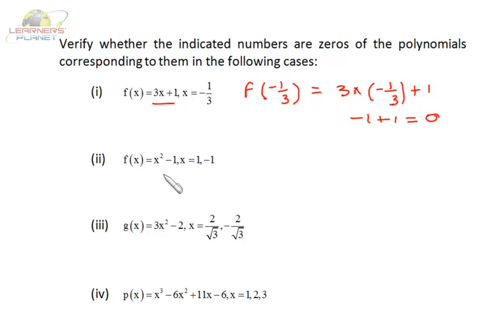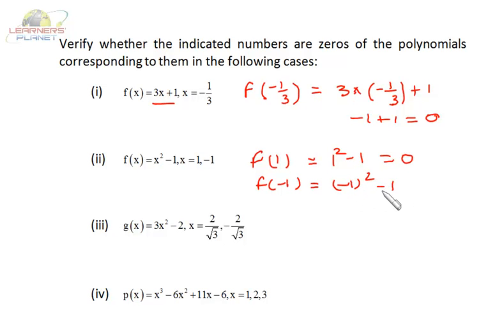Okay. Now similarly in this question, we have to check at x is equal to 1 and minus 1 both. So first of all, I take x is equal to 1. So f(1) is equal to 1 square minus 1, that is 0. That means 1 is a root or zero of this polynomial. Okay. I'm sorry, x minus 1 is a factor, or we can say 1 is a zero or root of this polynomial. Now suppose I check x is equal to minus 1, then it is minus 1 whole square minus 1.